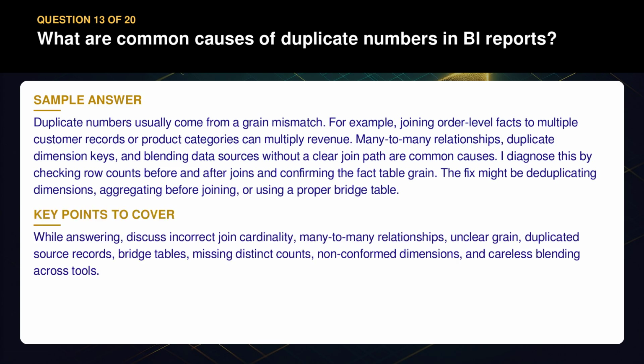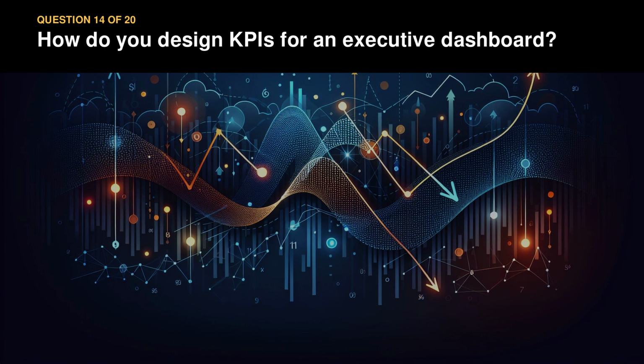While answering, discuss incorrect join cardinality, many-to-many relationships, unclear grain, duplicated source records, bridge tables, missing distinct counts, non-conformed dimensions, and careless blending across tools. Question 14. How do you design KPIs for an executive dashboard?